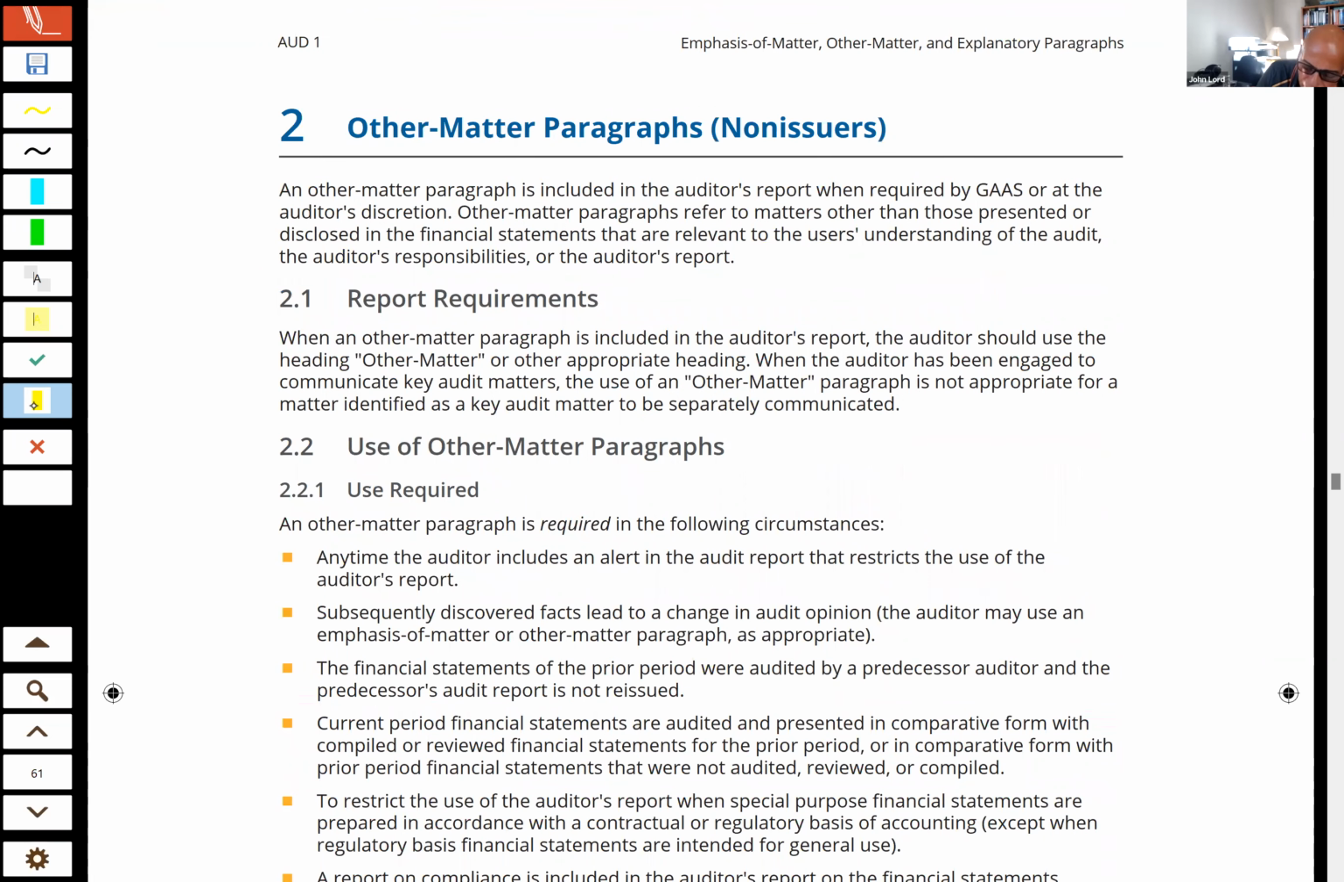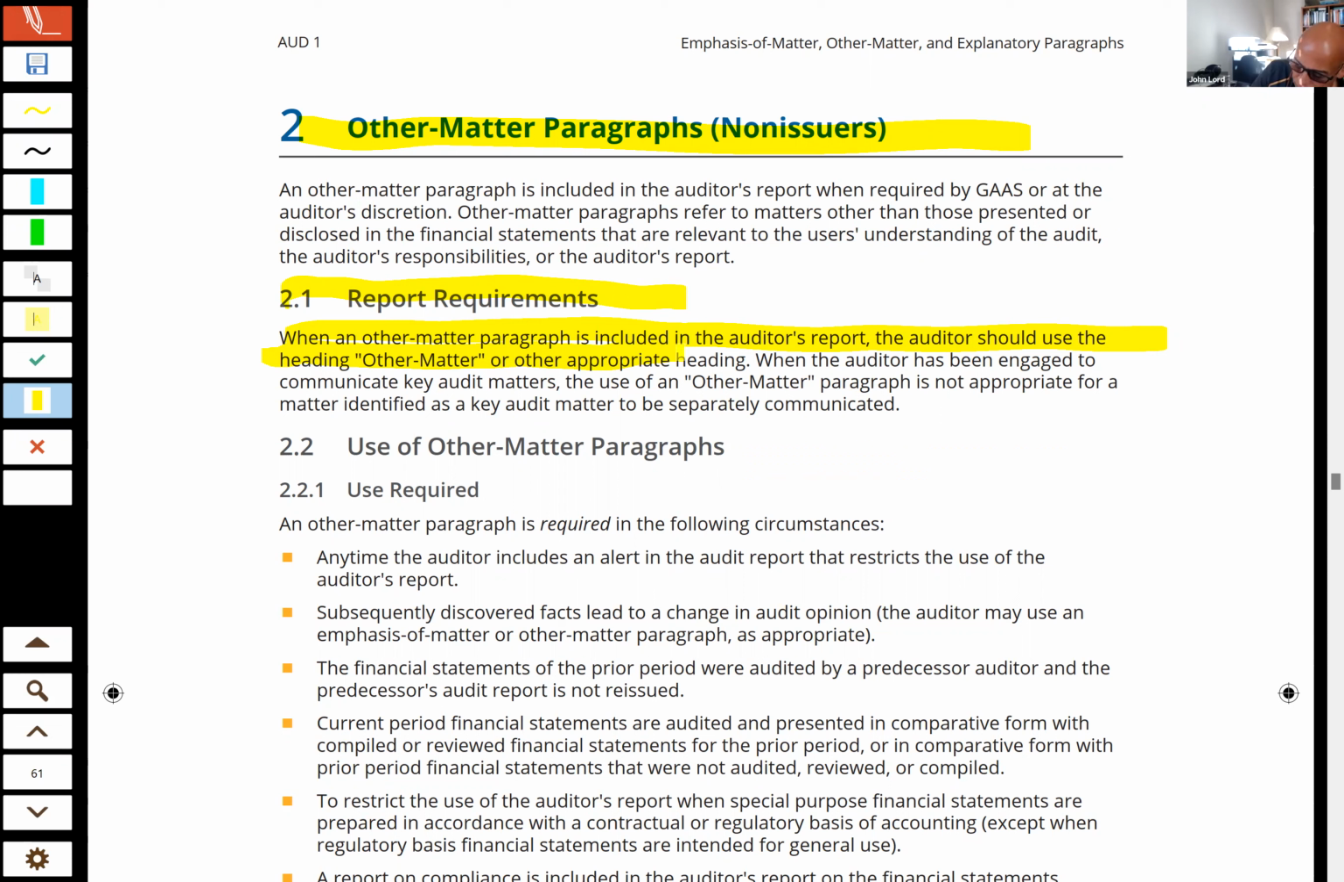Now with other matters, it's something that is not necessarily disclosed in the financial statements. In fact, it's not. That's why we don't call it emphasis of matter. But the auditor either will be, again, required to include the issue or may decide to include it. Okay, so let's just look at the report requirements. And when an other matters paragraph is included, the auditor should use the heading other matters. Okay, and again, they do not necessarily call out the location.